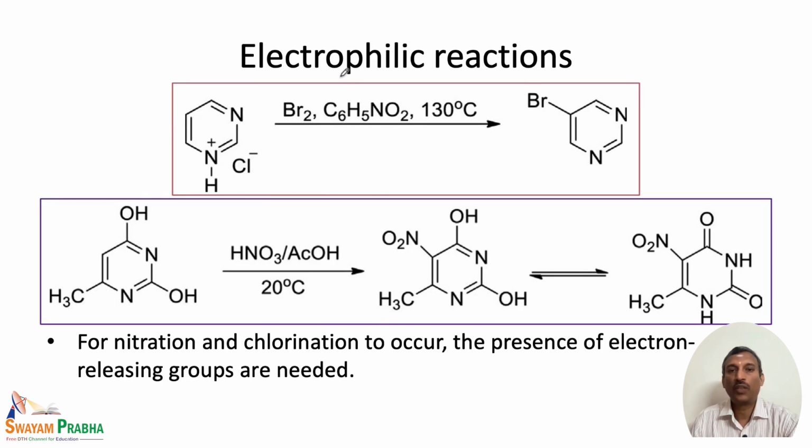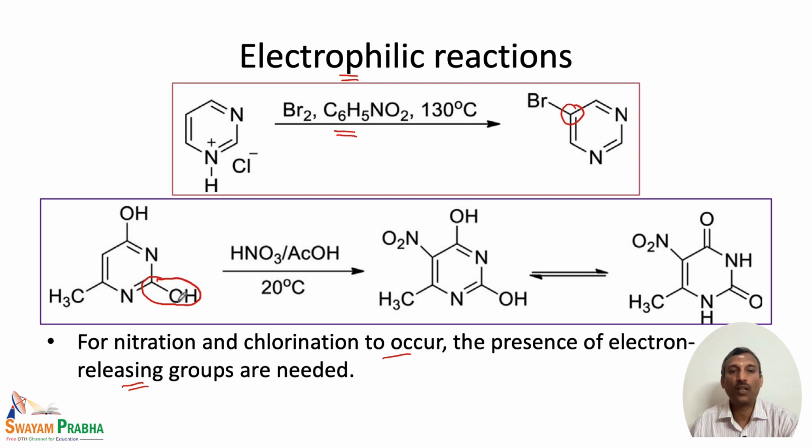So, as we have seen, electrophilic reactions are possible for the carbon. So, here bromine in the presence of nitrobenzene at 130 degree undergoes reaction to give the C electrophilic substitution. That means the bromine is added to the ring, and this is one of the examples where the carbon undergoes electrophilic reaction. And for nitration and chlorination to occur, the presence of electron releasing groups is needed. Similar to the pyridine case, we do need an electron releasing group.